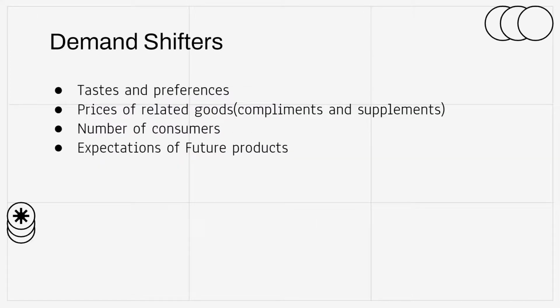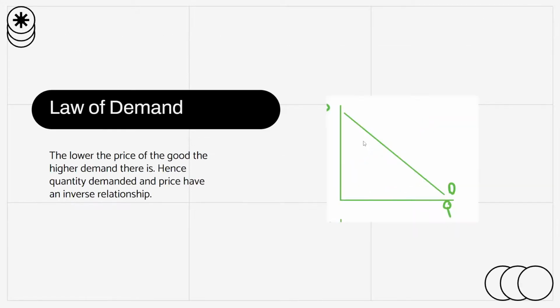Now let's look at the shifters of the demand graph. Before I go on, I want to help you understand the difference between demand and quantity demanded. Quantity demanded is the amount I'm demanding on this exact demand line. The demand curve can shift. If it shifts right, that means at every price I'm demanding a bit more. If the curve shifts left, that means for every price I'm demanding less.